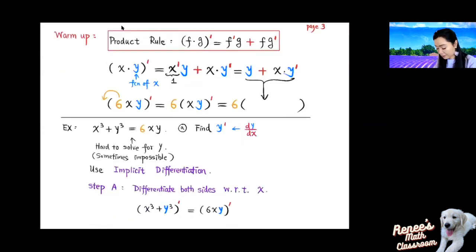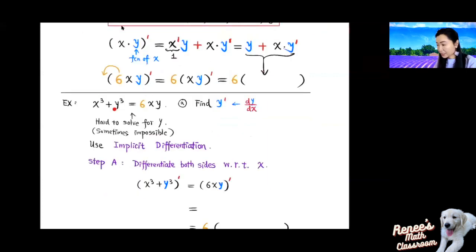Now we have x cubed plus y cubed equals 6xy. So we're trying to find y prime. Now this is y to the third power. This function here has degree 3, so it is hard to solve for y, and sometimes maybe impossible. So we want to find y prime using implicit differentiation.